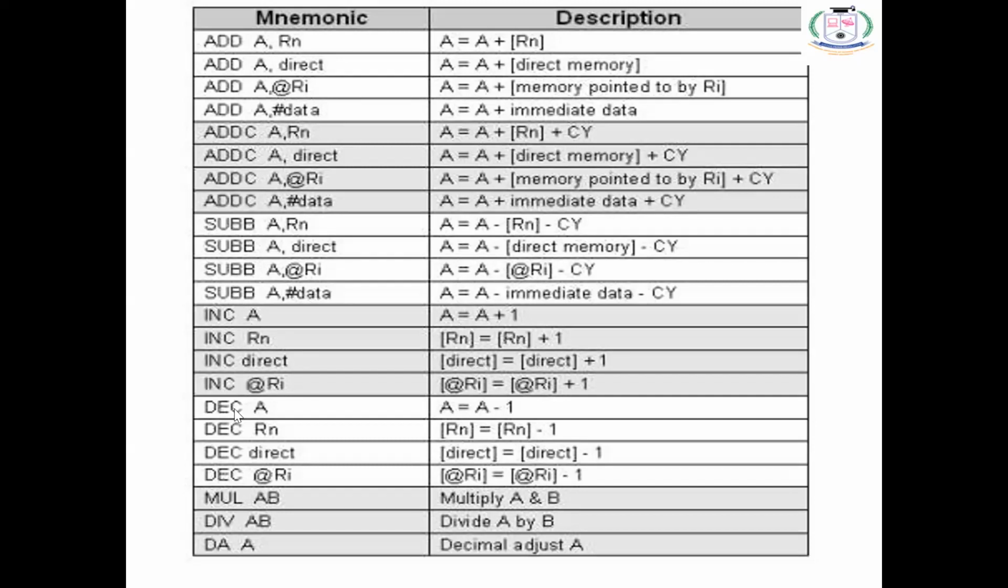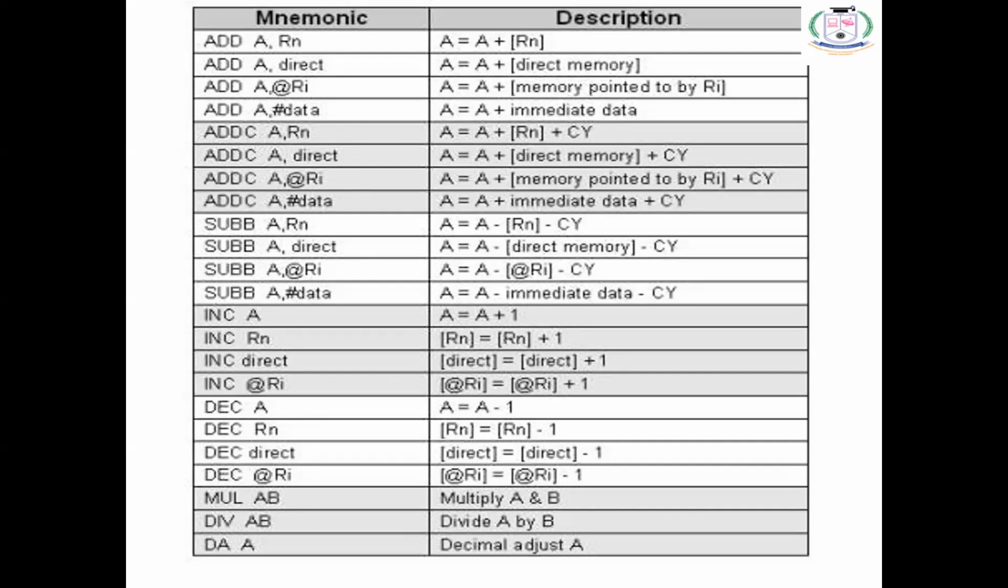Then all the increment instructions, and all the decrement instructions are also there. MUL AB, multiply A into B. DIV AB, divide A by B. DAA, decimal adjust accumulator. So increment the accumulator, increment the register, increment the direct address, or increment the indirect address. Similar instructions exist for decrement. So A plus 1, or register value plus 1, or I go to a particular memory address and that data value plus 1, or indirectly I specify the address. @Ri means indirect address. Okay, so these are all the data transfer and arithmetic instructions.